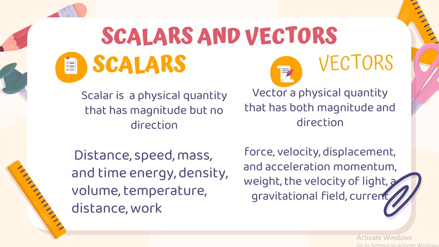A scalar is a physical quantity that has magnitude but no direction, whereas a vector is a physical quantity that has both magnitude and direction. Scalars include distance, speed, mass, time, energy, density, volume, temperature, and work. Whereas vectors include force, velocity, displacement, acceleration, momentum, rate, velocity of light, gravitational field, and current.